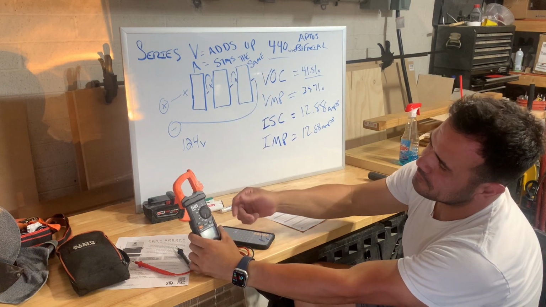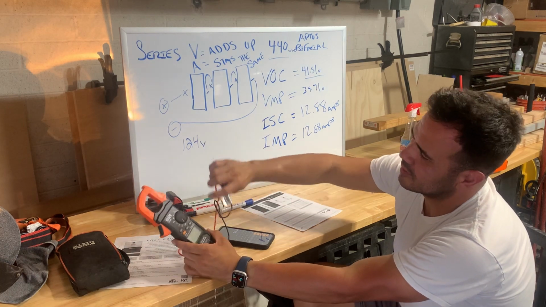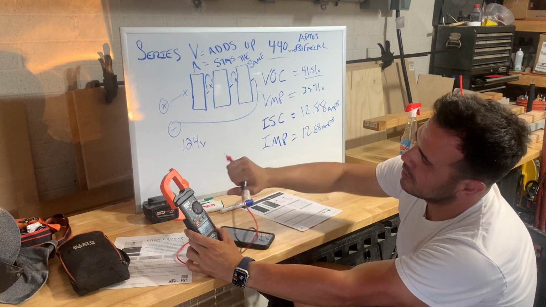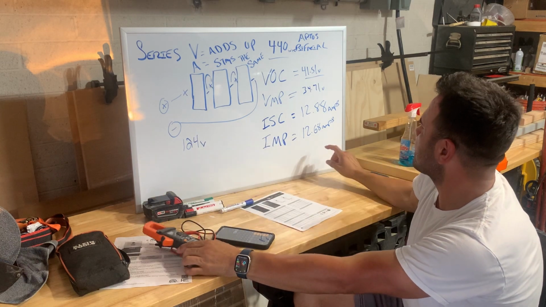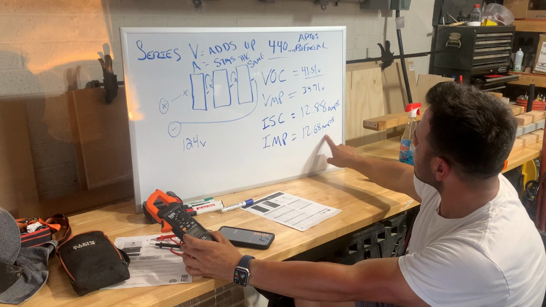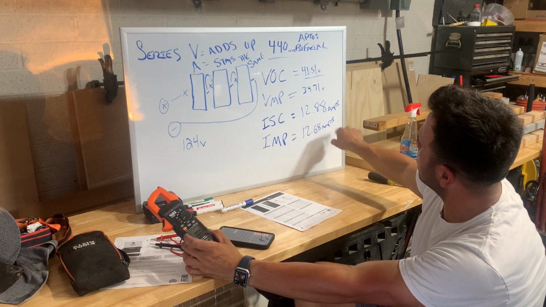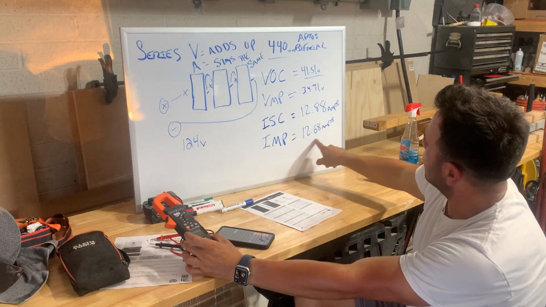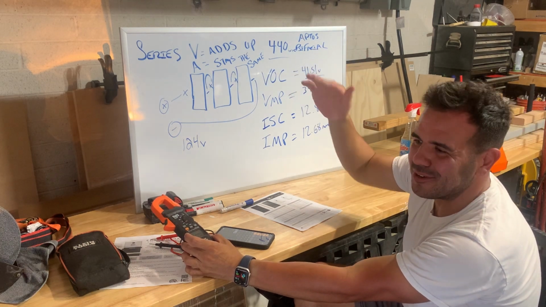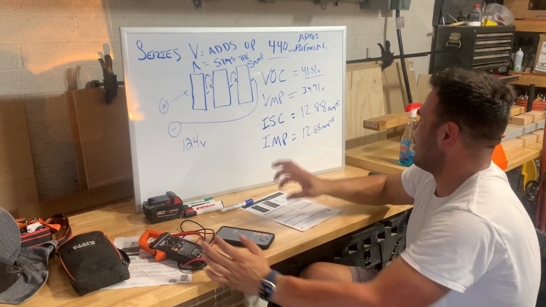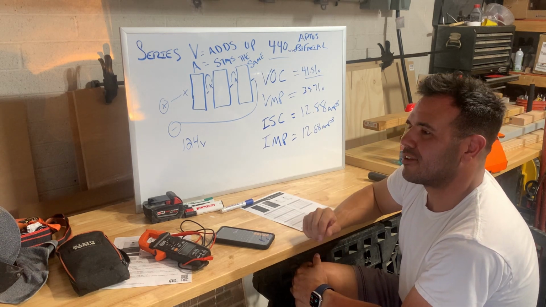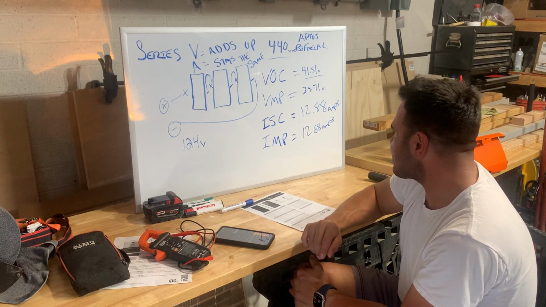If I switch this to amps, hook up my leads, and it was capable of reading up to, let's say, 20 amps, then I should also see that my amperage is somewhere around the expected value. Again, it might not be exactly those numbers because it's not at the perfect angle and perfect temperature. But as long as you're close, you can safely assume that your connections and your panels are in good working order.